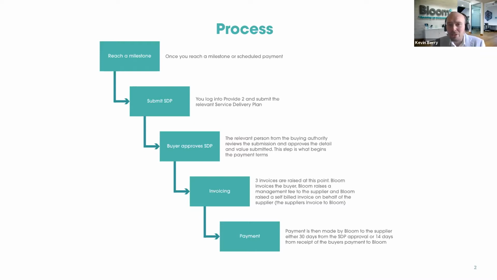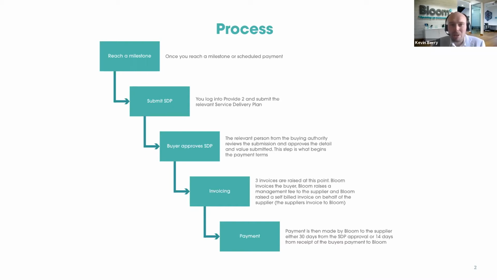And this is assuming you've been accredited, you've won the work, and you've got a signed engaged work order. And you're now at the point where you are delivering on that project and you've reached your first milestone and you are trying to invoice and recover the monies related to that. So the first step of that process is you submit the service delivery plan in our Provide2 system. And again, this is the main topic today, and the point that Ben will show you in a bit more detail in a couple of slides time.